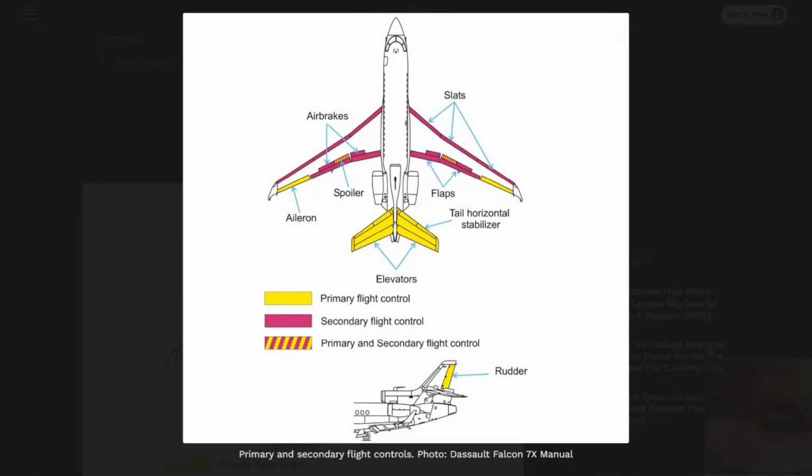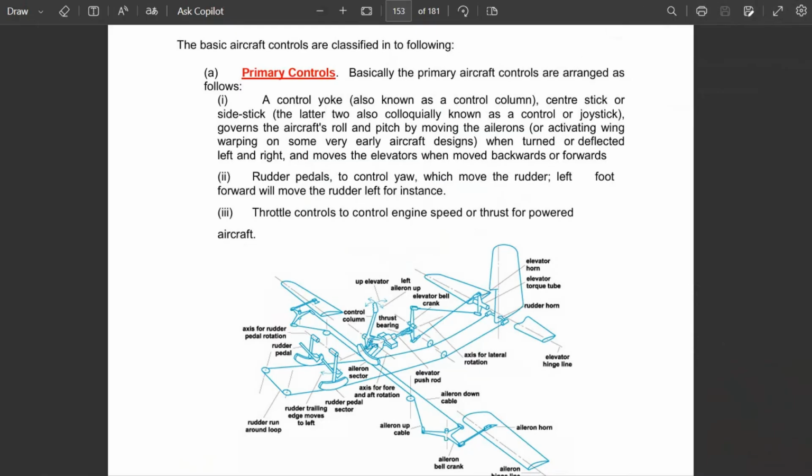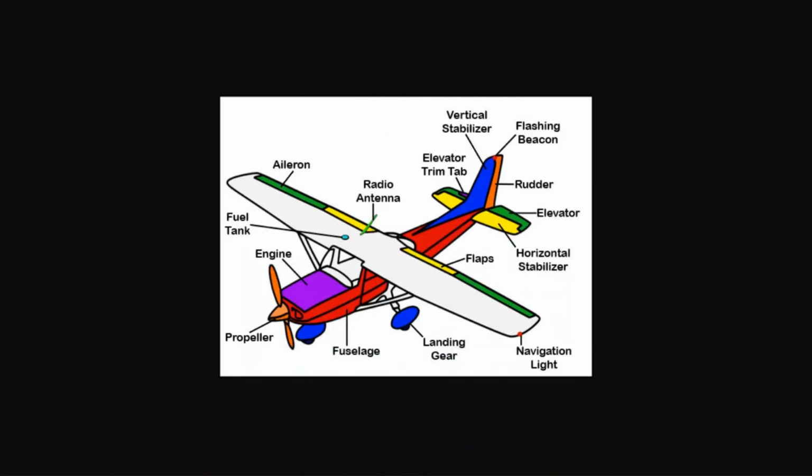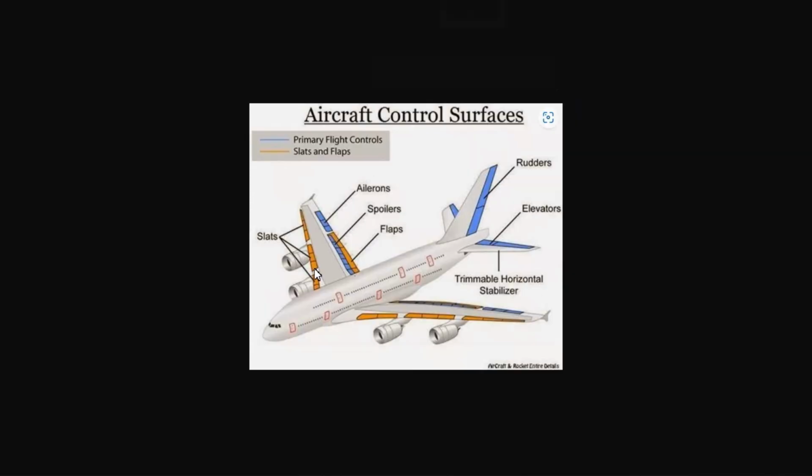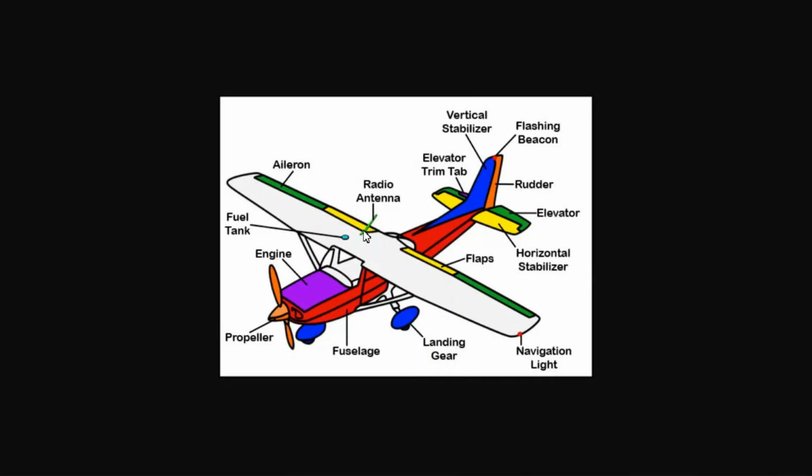Okay, so what is a primary control? Mainly, primary control is the main control of an aircraft without which it cannot fly. These are the ailerons on the wings, then on the back side, on the tail, there are the elevator and rudder. These three are the primary controls of an aircraft. Without them, it cannot fly. On the other hand, without the secondary controls, the aircraft can fly. But without primary controls, it cannot fly.